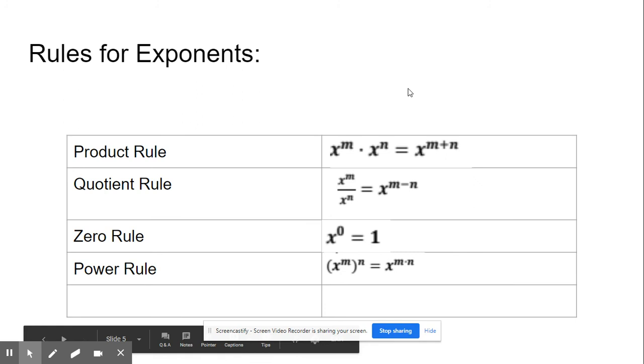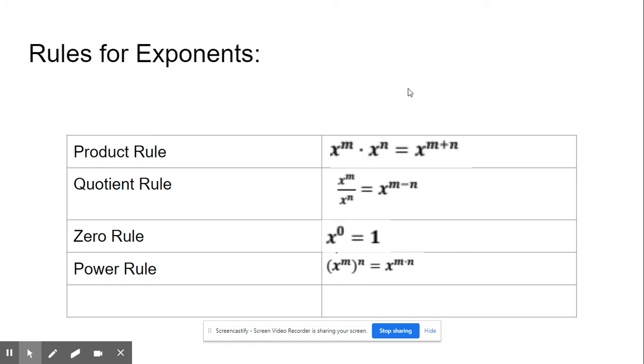Finally, in SLT 10, we look at the rules for exponents. And there are four main rules that we examine: product rule, quotient rule, zero rule, and power rule. You see the examples to the right of the table for each item. Essentially, the product rule is that when you multiply exponents with the same base and different exponents, you add the exponents.